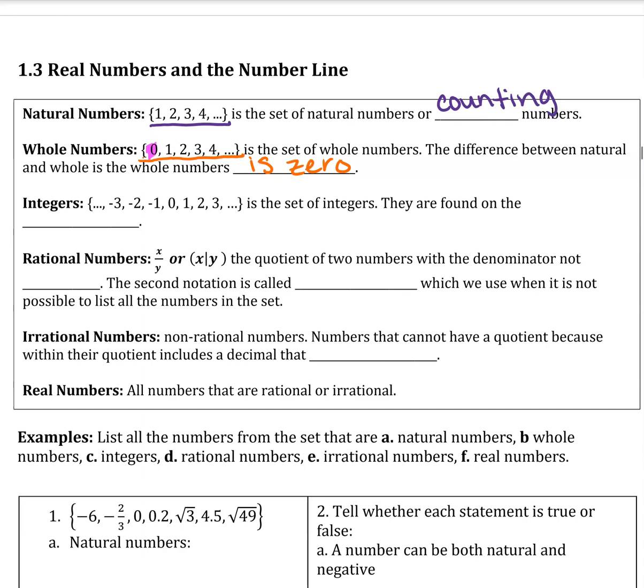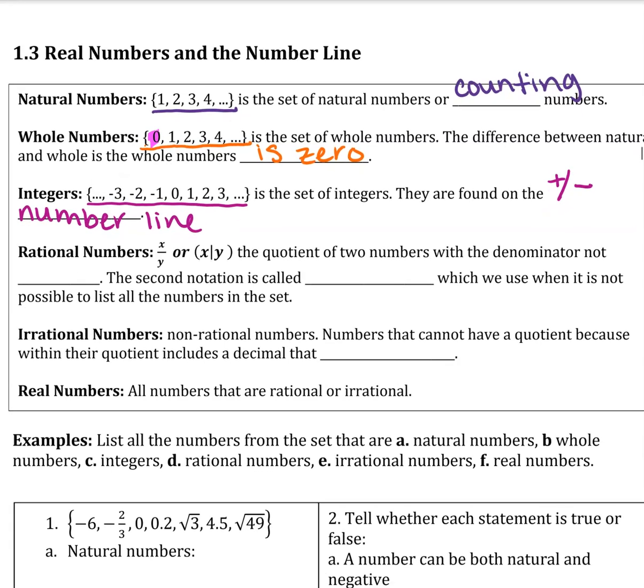So we're slowly building, right? We did natural, we did whole, now we're on to integers. Integers are pretty much whole numbers, but now you can have positives and negatives, right? See how you've got two ends? So maybe right next to it you write plus slash minus. These numbers are found on the number line. Remember how I said we were going to go back to the number line? Yeah, this is what we're talking about.